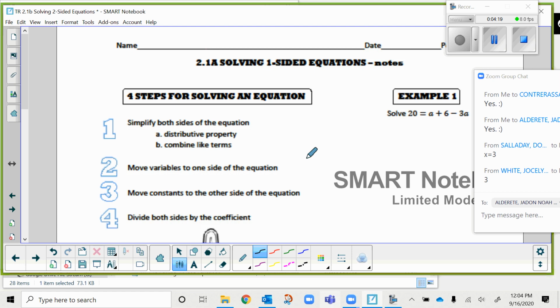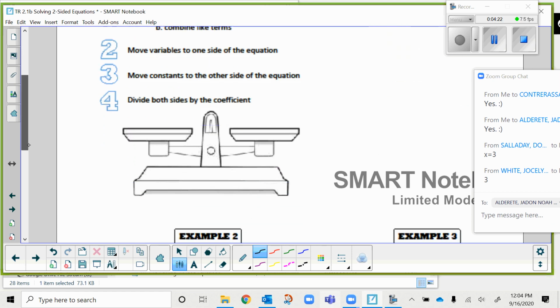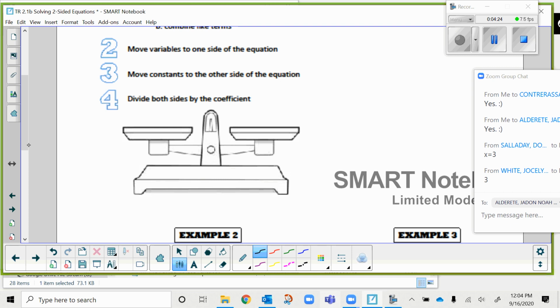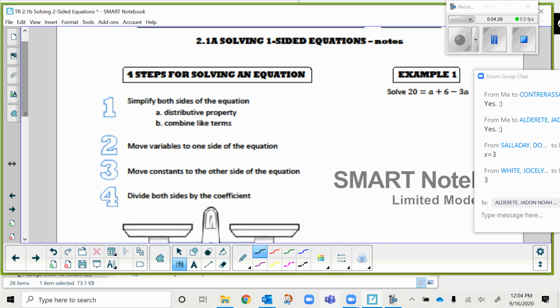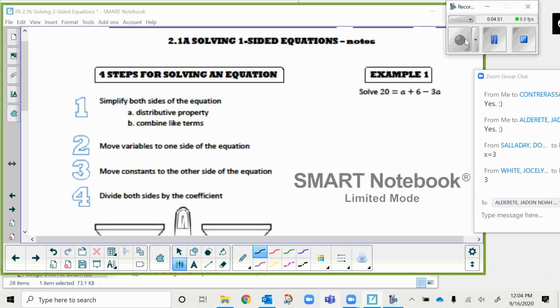So you'll see that these notes look just like Monday's. In fact, the steps are exactly the same. It's just that on Monday, we didn't have to do moving the variable to one side and the constants to the other side at the same time. But today we are going to have to do those. So I'm going to make my screen a little bit smaller here. Because the steps are the same, I'm just going to go straight to example 1 over on the right-hand side.